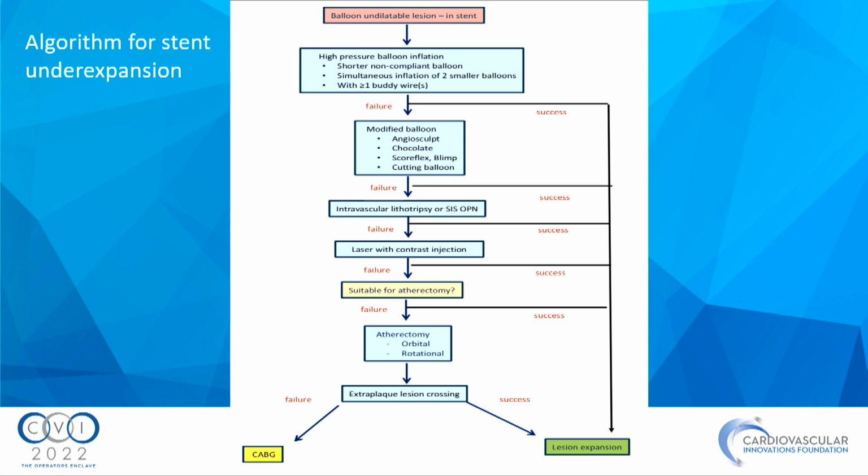OPN balloons, which are high-pressure balloons, can be used. Laser with contrast does not work very well with severe calcification, but can sometimes help with passage of microcatheters or balloons. And if all these mechanisms fail, then atherectomy has to be considered. Orbital atherectomy is usually reserved for older stents, while rotational atherectomy can be used for both older and newer stents. And if these fail, then we really have to consider dissection re-entry techniques, or coronary artery bypass graft surgery has to be readdressed.